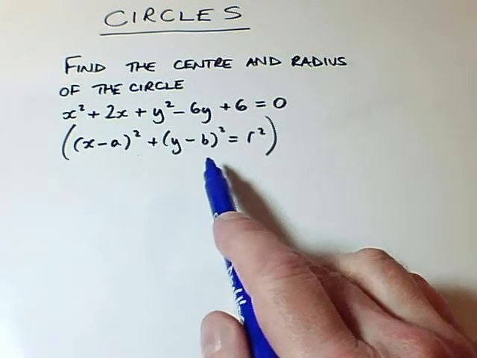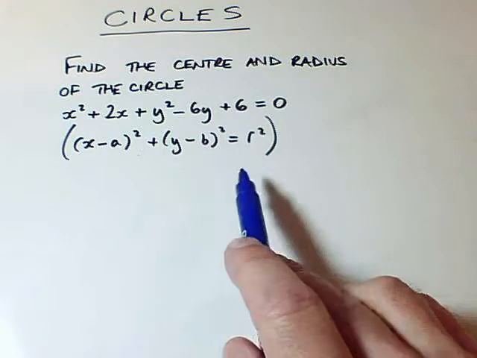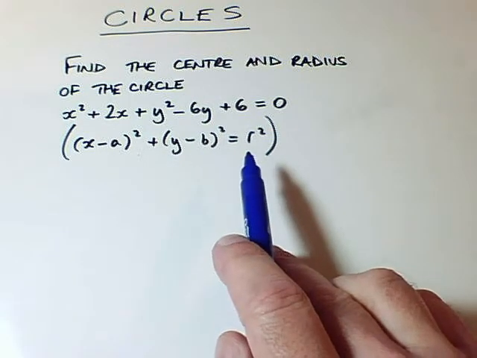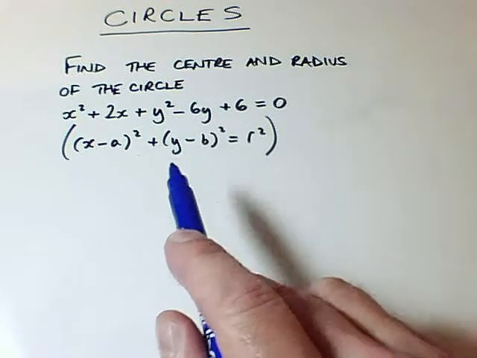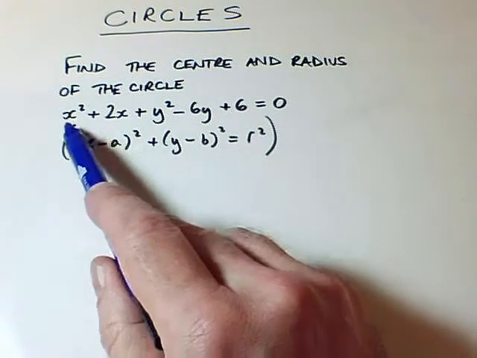(x - a)² + (y - b)² = r². I've put it in brackets because this doesn't really belong at this point in the solution. This is what I'm working towards. So to get towards it, I have to complete the square twice.